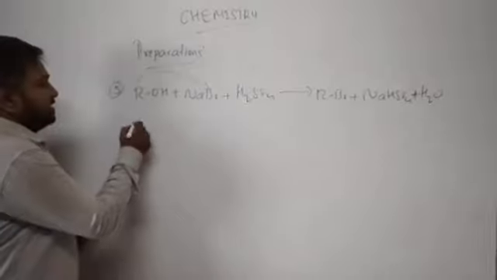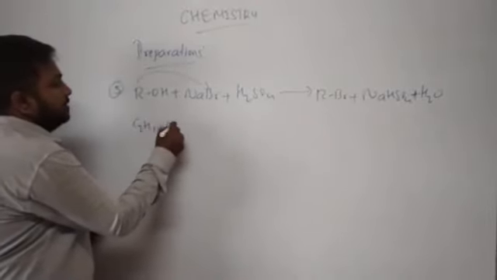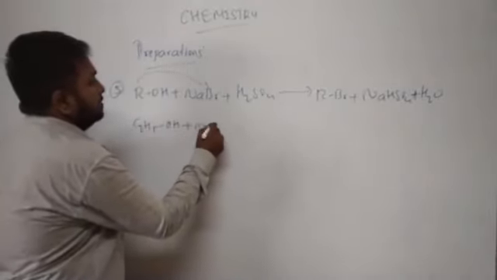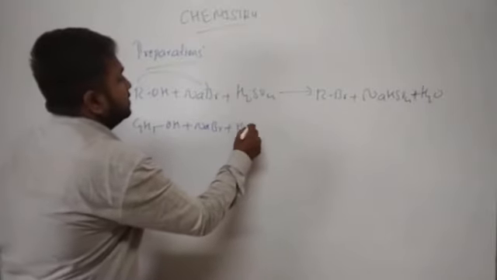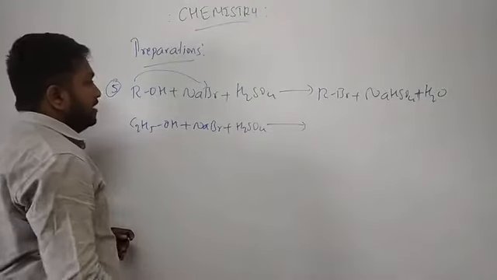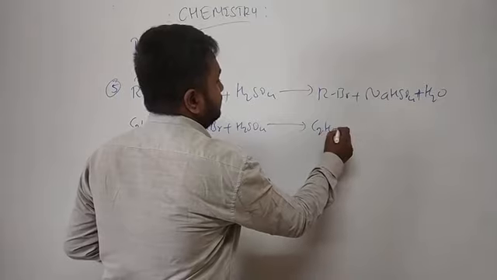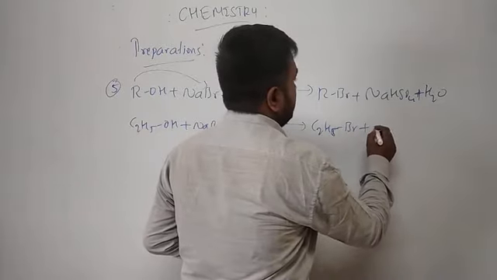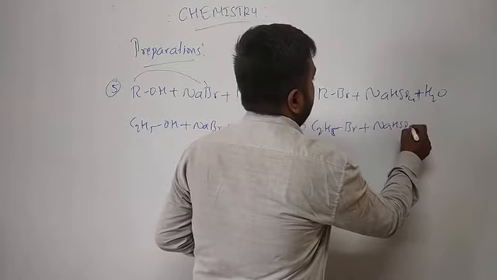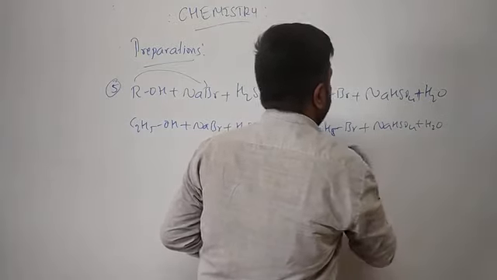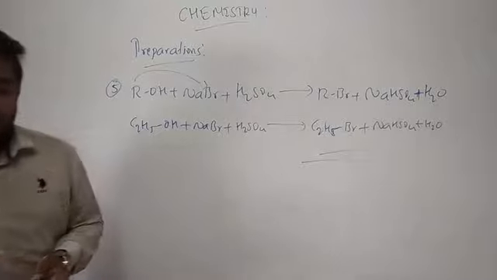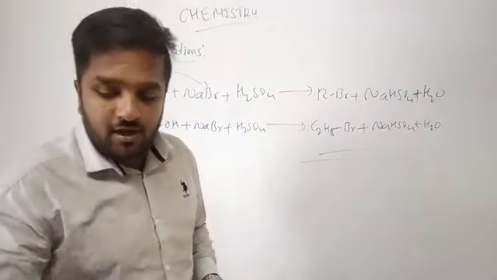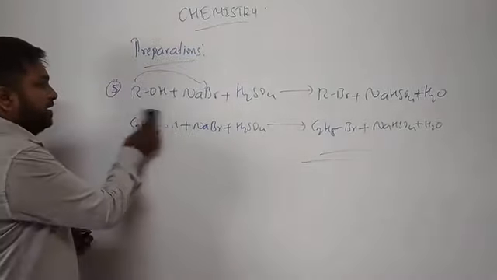Clear? So let's take the example, C2H5OH plus sodium bromide, when it is treated with sulfuric acid, it forms ethyl bromide, bromoethane, sodium hydrogen sulfate plus water. These are some methods of preparation of alkyl halide from alcohols.